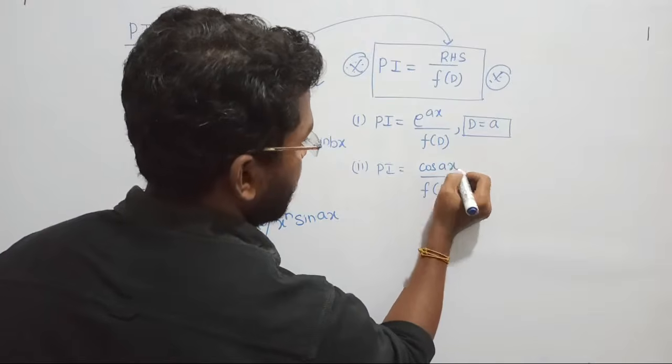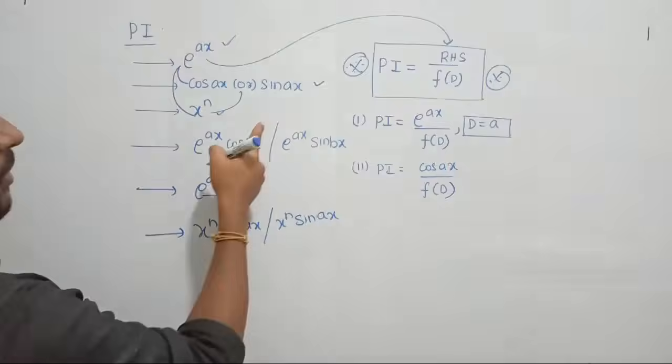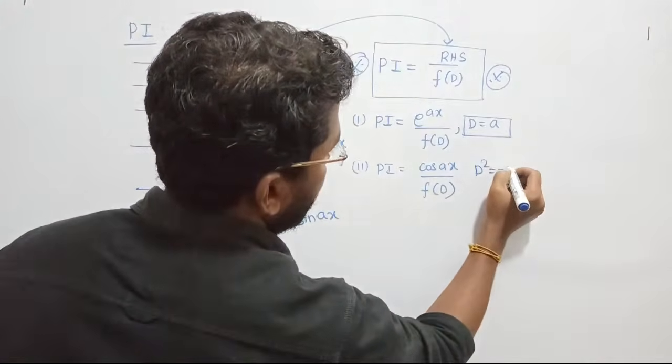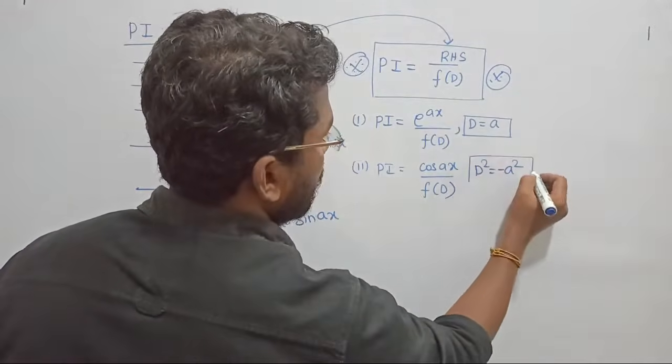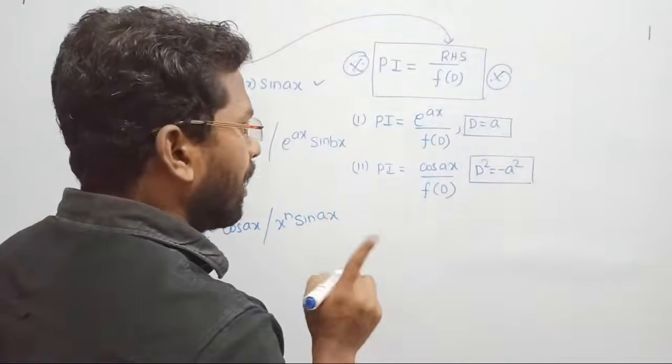Let us consider cos ax, right? And with respect to denominator same, right? So this one I am considering, I am talking about second person. Here d square will be replaced by minus a square. Don't forget, only d square is going to be replaced by minus a square, right? Slowly I will crack all those things.